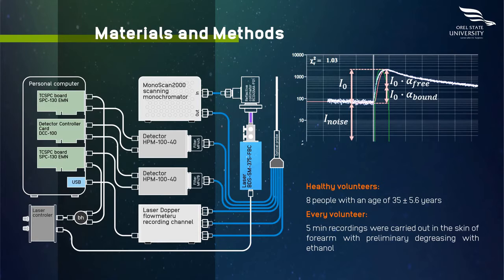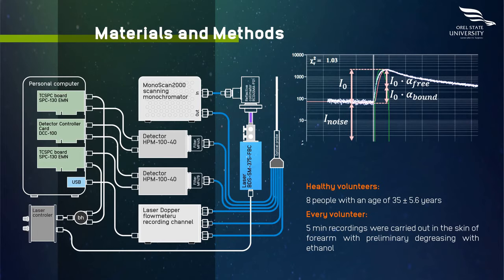In this talk, we studied the interaction between the fluorescence lifetime parameters measured in the skin by the method of time-correlated single photon counting and the level of blood perfusion evaluated by laser Doppler flowmetry. We have combined both measuring techniques in one fiber optic probe to implement the measurements from the same area of interest. The gender-balanced cohort of conditionally healthy volunteers consisted of 8 people with an age of about 35 years old.